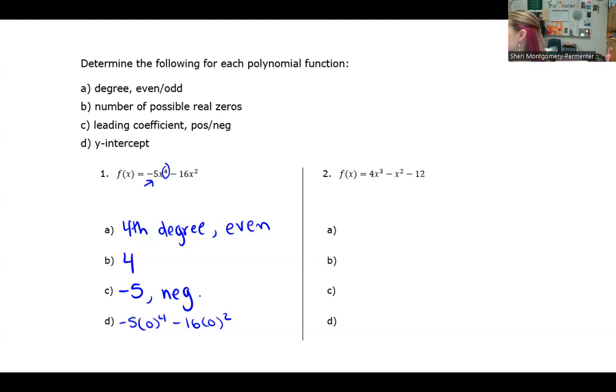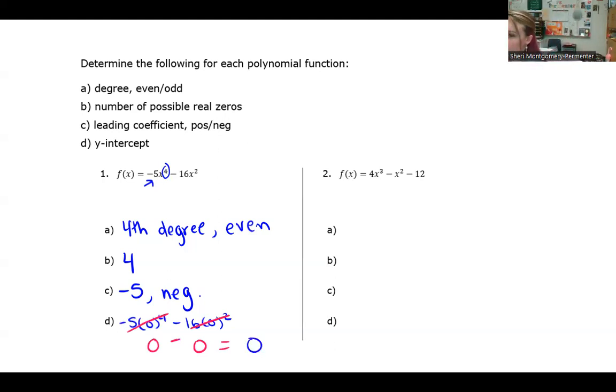Jacob, what'd you get? 0. So when you said 1, I think what you were thinking is anything to the 0 power. That is 1. That is correct. But 0 to any power, it is just 0. So then what is 0 times anything? Just 0. So this first term turns into 0. And then the second term, 0 squared would be 0. And 0 times -16 is just 0. What is 0 minus 0? 0. So that is the y-intercept.